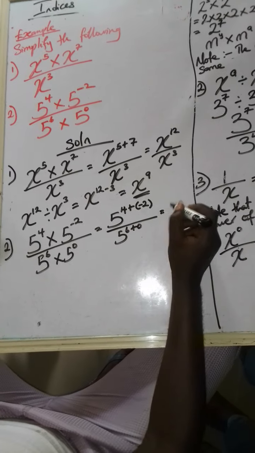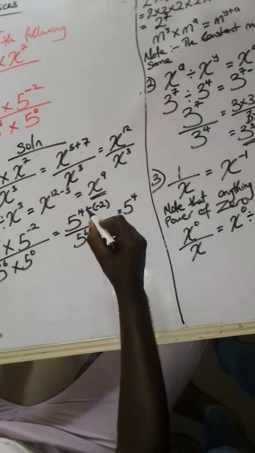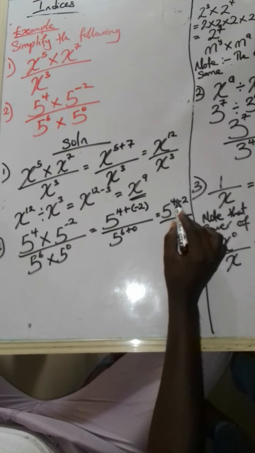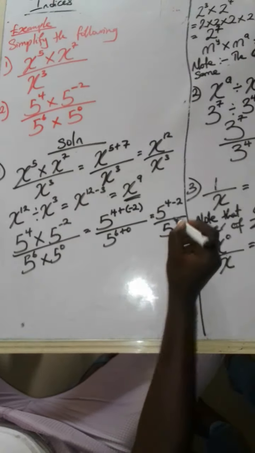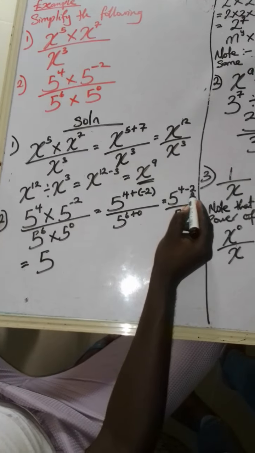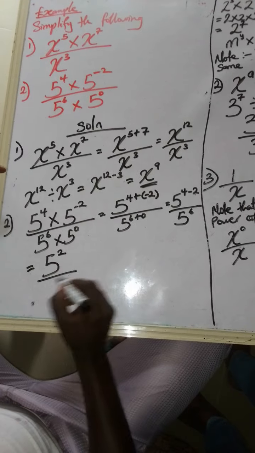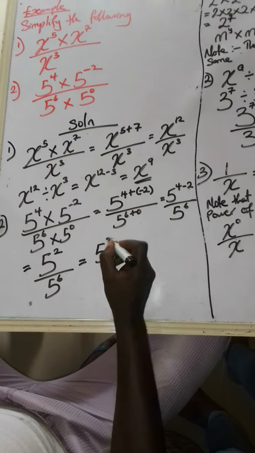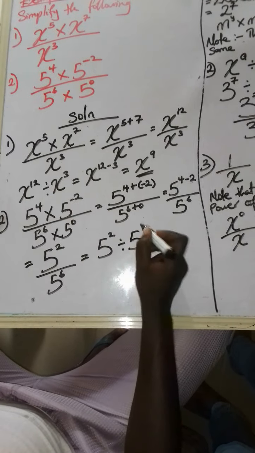We have multiplication, so it changes to addition, plus minus 2, all over 5 raised to the power 6 plus 0. And this will give us 5 raised to the power 4 minus 2, over 5 raised to the power 6 plus 0, which is 6. Then we have 5 raised to the power 4 minus 2, which is 2, over 5 raised to the power 6. This is the same as 5 raised to the power 2 divided by 5 raised to the power 6.